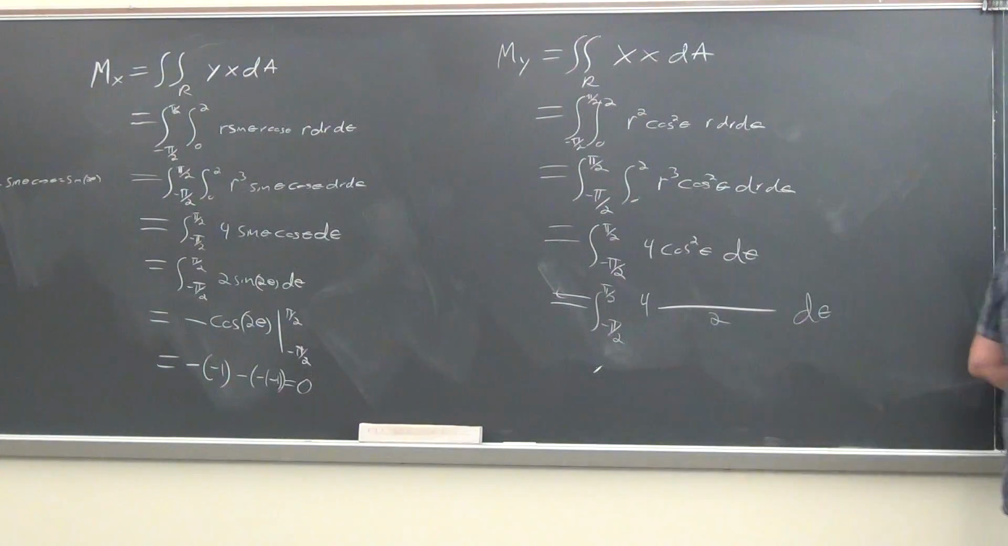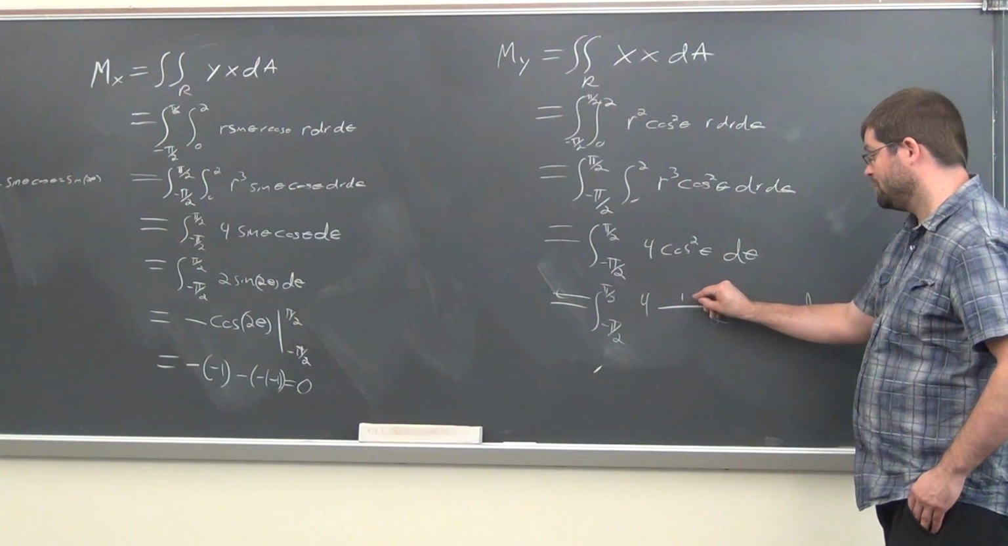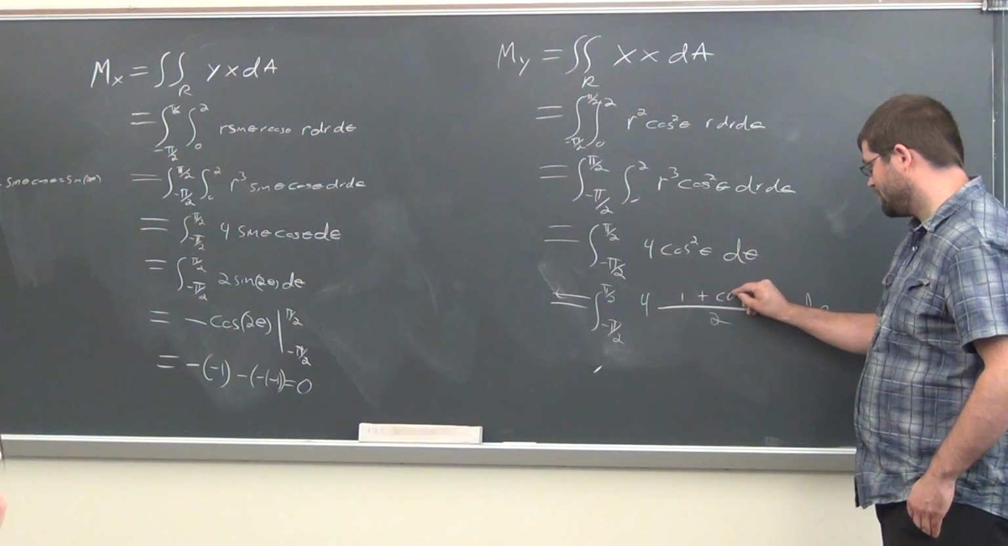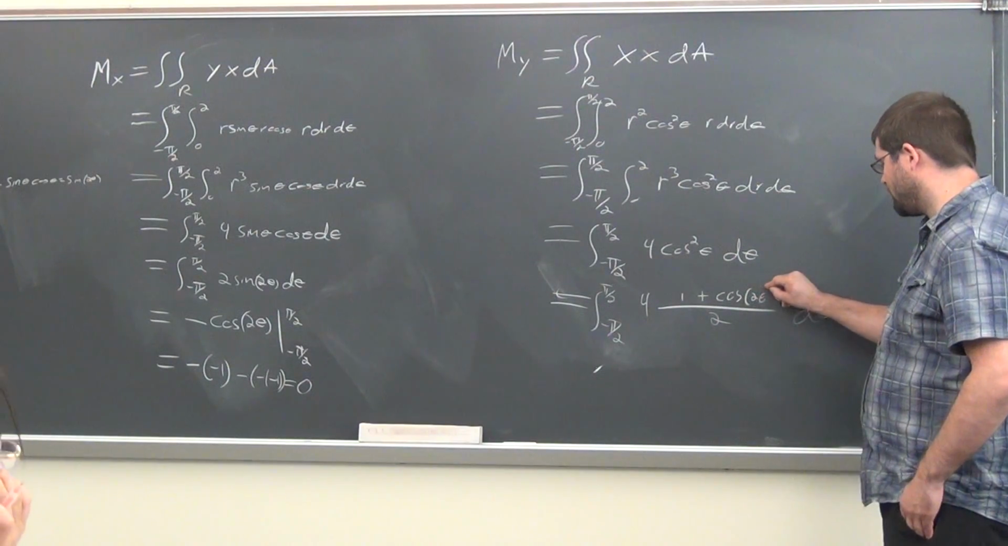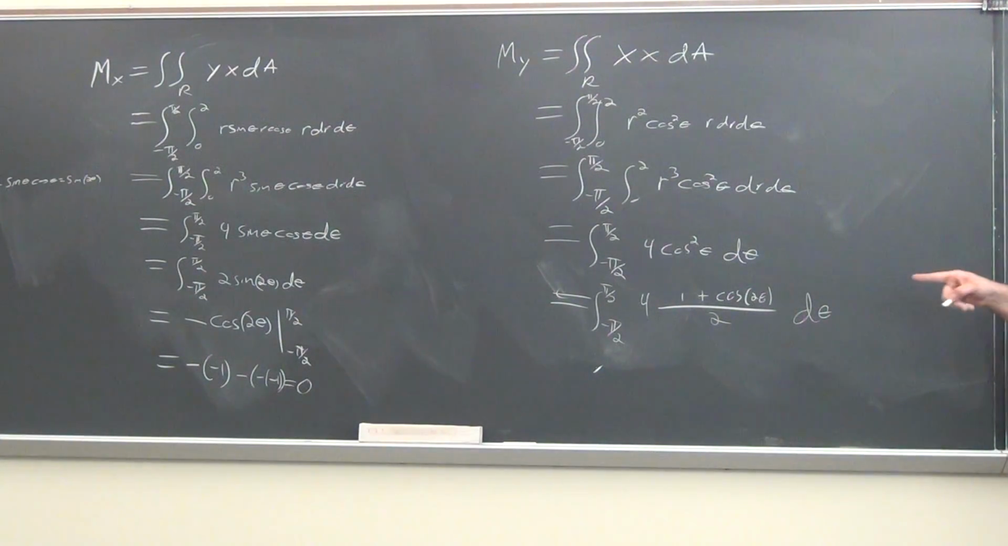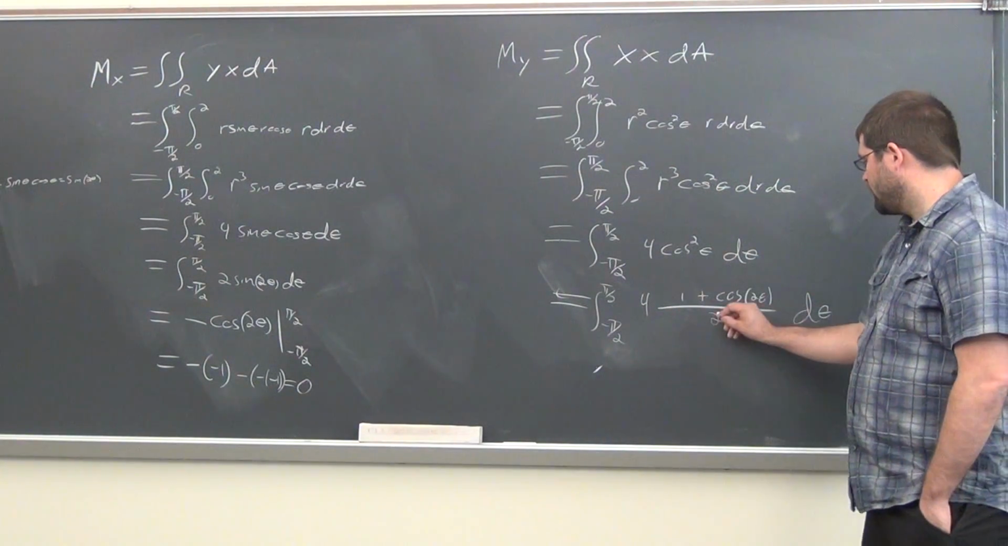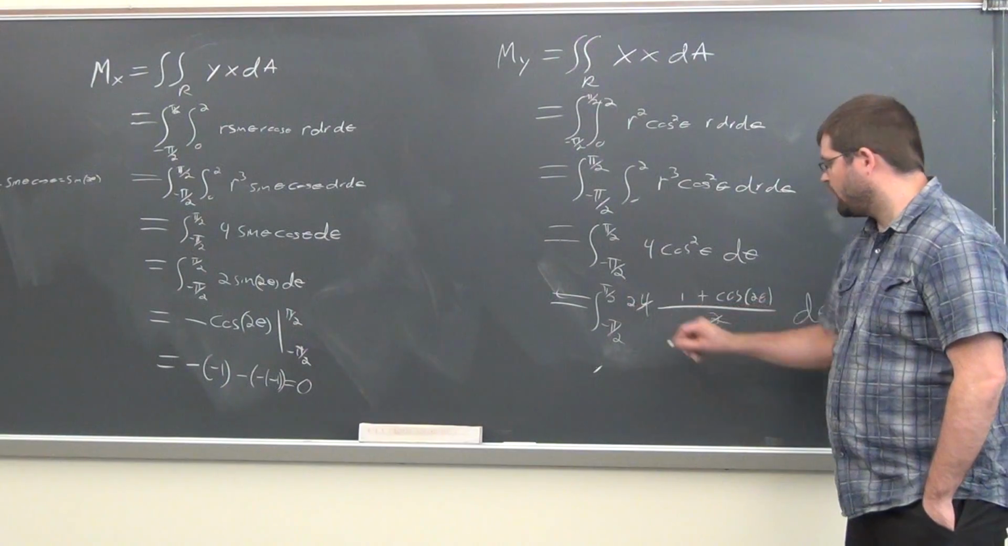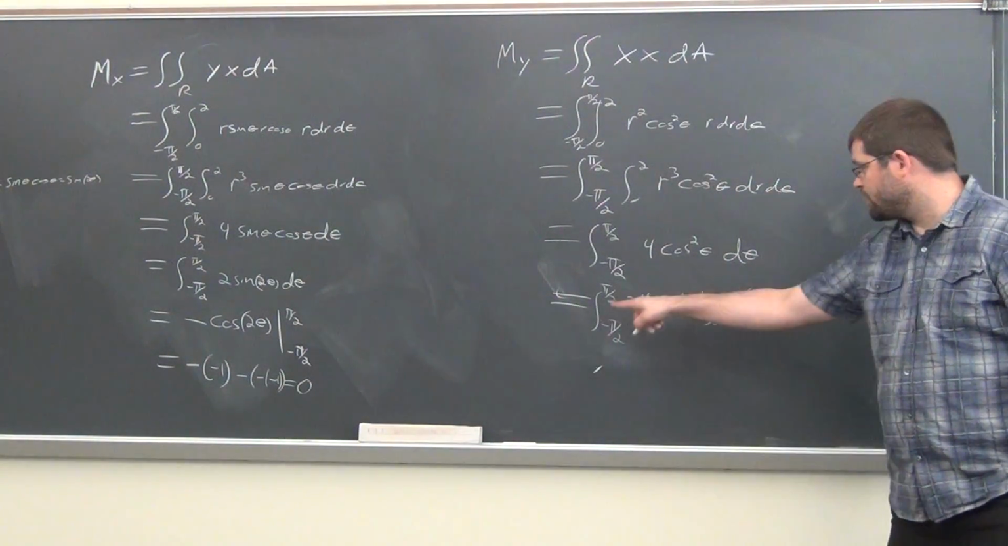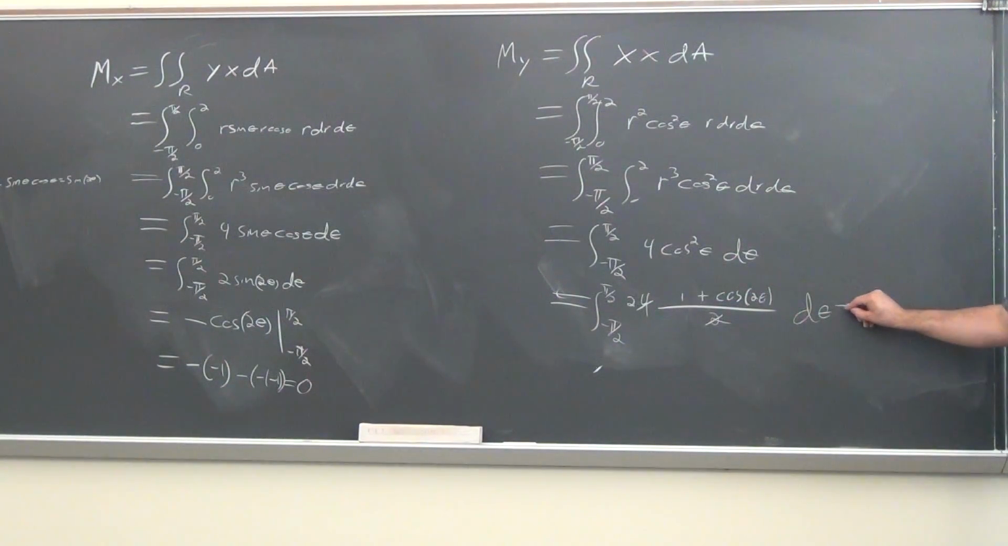It's 1 plus cosine 2 theta over 2. If it was sine squared, it's 1 minus the cosine, right? So we use that identity. So we can cancel these guys, leaving us with 2 there. And so now we go ahead and integrate.